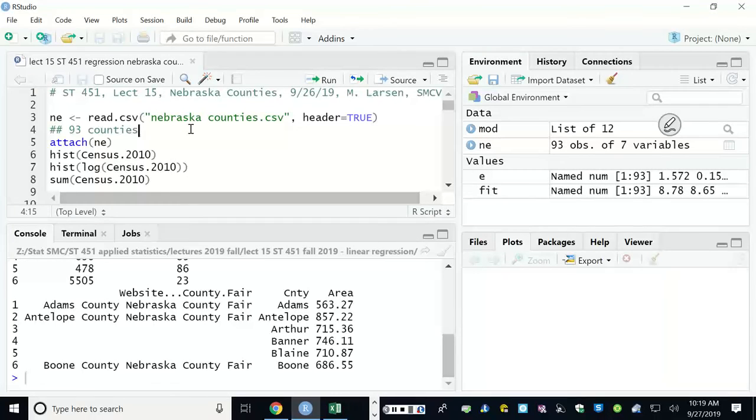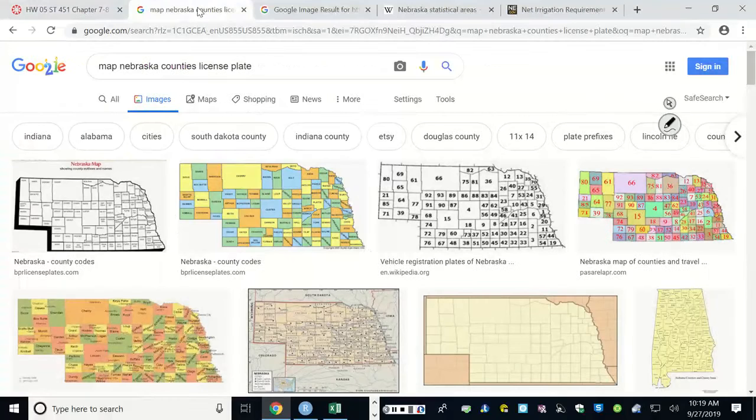I think about different things, like counties. Well, I could do Vermont, but actually let's do Nebraska. I'm originally from Nebraska. I was born in Lincoln and lived there for 18 years. Here is a map of Nebraska, right in the middle of the country, and these are the counties. It has 93 counties, mostly square, of different sizes.